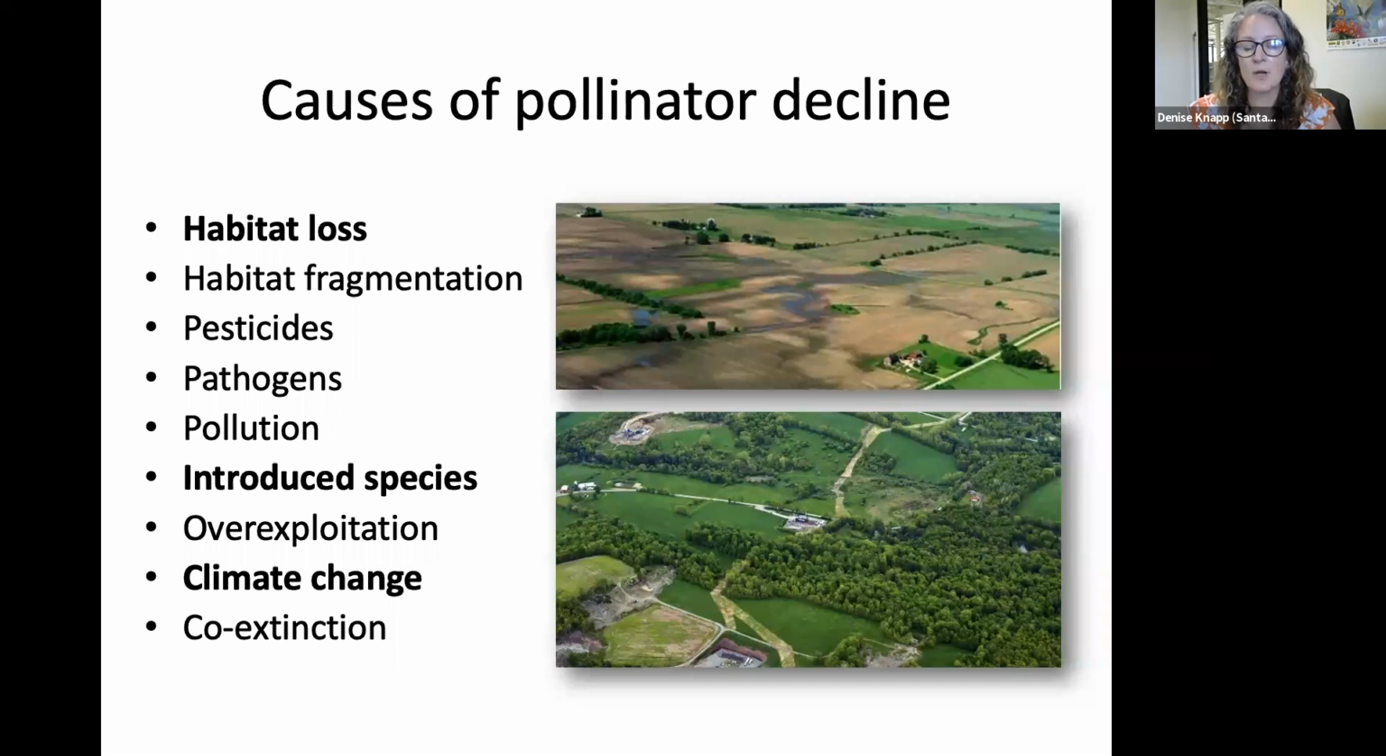We're introducing species, from pathogens to competitors like European honeybees to introduced plant species that can be really badly behaved and become invasive and basically displace the diversity of native species that are supporting all these different pollinators. Sometimes we're overexploiting them, big pretty butterflies that we're capturing and selling. Climate change is a big one, which we just heard a lot surrounding the monarchs. And then co-extinction. One thing goes, and if it's tied to another thing, then that thing can go as well. So lots going on here. Next.